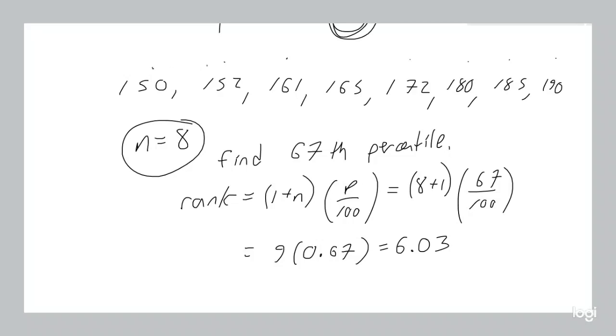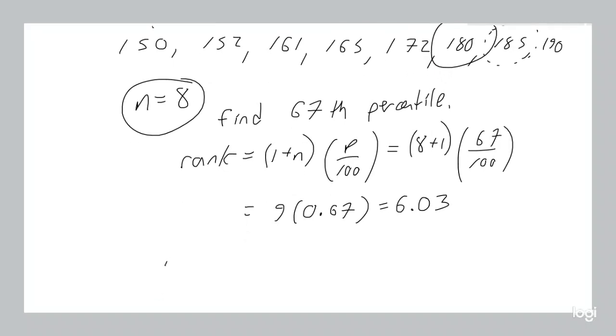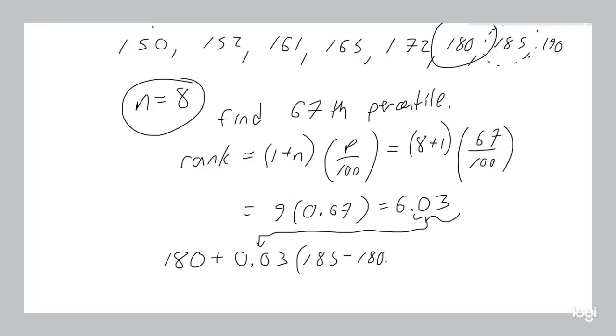Find the 6th data point: 1, 2, 3, 4, 5, 6. That's the 180. But it's going to be somewhere between 180 and 185, which is our 7th data point, right? Because 6.03 is somewhere between 6 and 7. So our percentile is going to be 180 plus something. And what's the something? Well, it's going to be 0.03 of the path between the 6th data point and the 7th data point. 185 minus 180, that's the gap between the 6th and 7th data point.